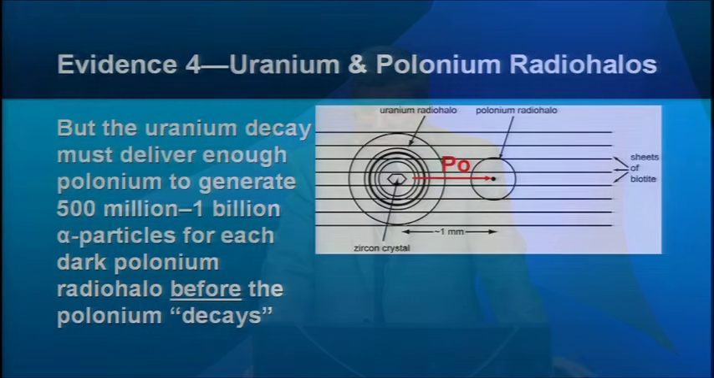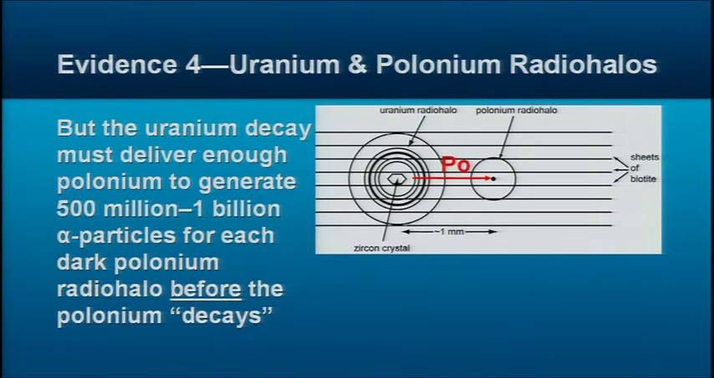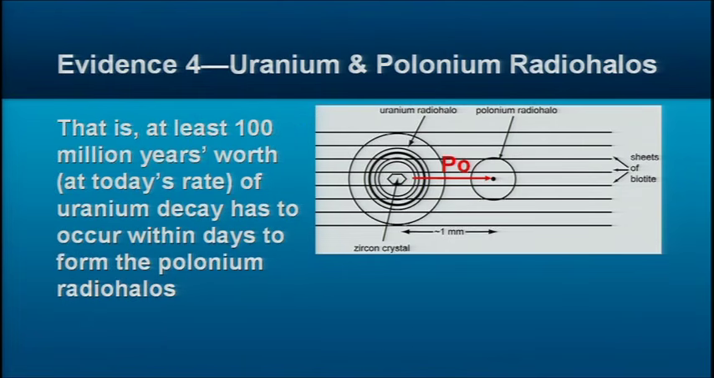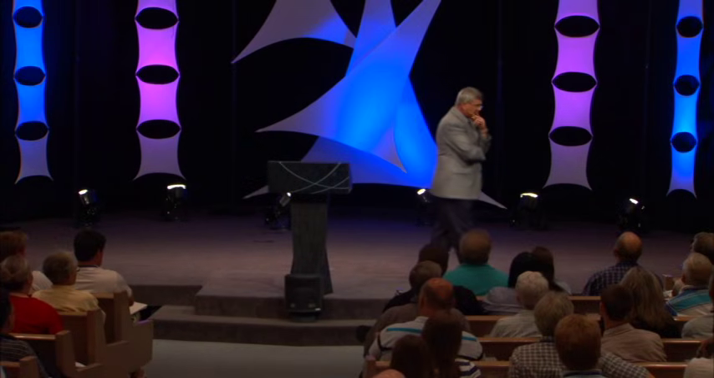The uranium must deliver enough polonium to generate 500 million to 1 billion alpha particles for each dark polonium radiohalo before the polonium decays. Okay, but what's the rate of decay of these polonium isotopes? Polonium-218 is 3.1 minutes. Polonium-214 is 164 microseconds. You blink and it's gone.